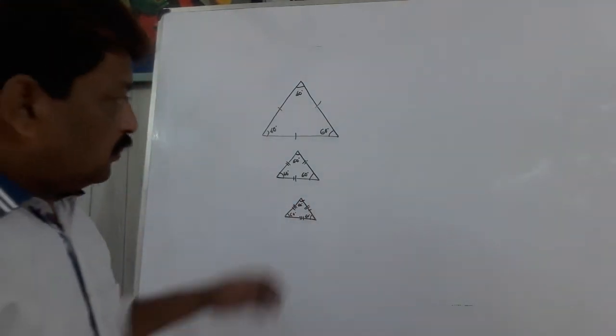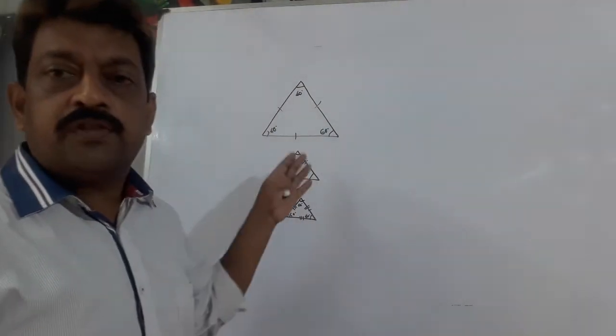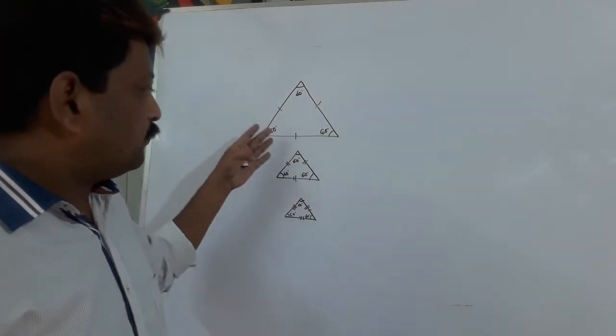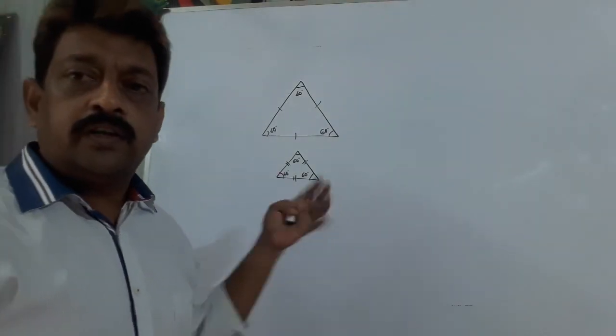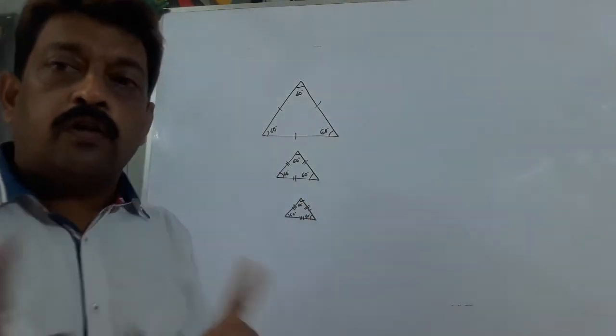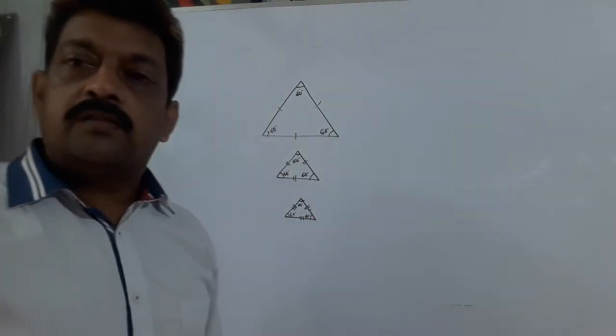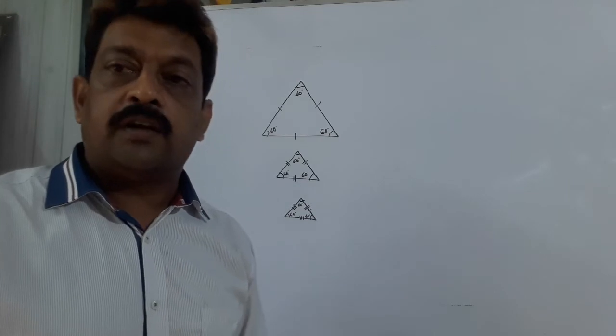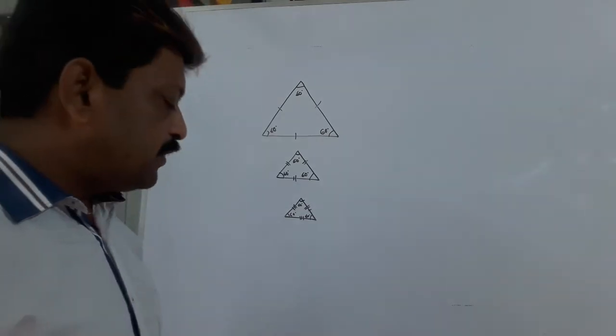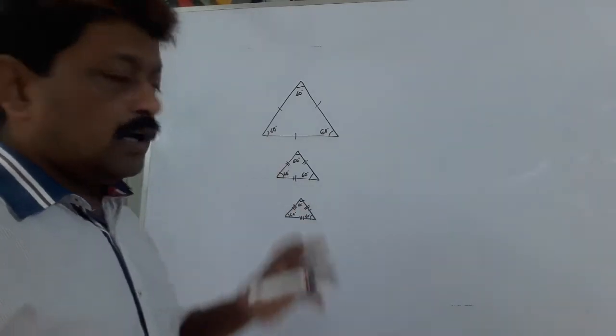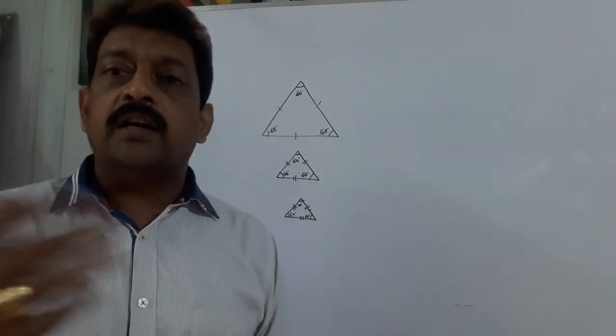Understood? Because they look the same, their shape is the same, their included angles are also equal in all the cases. We cannot draw an equilateral triangle with different angles. So all the equilateral triangles are similar. Understood? So this is the basic difference between similar triangles and congruent triangles.